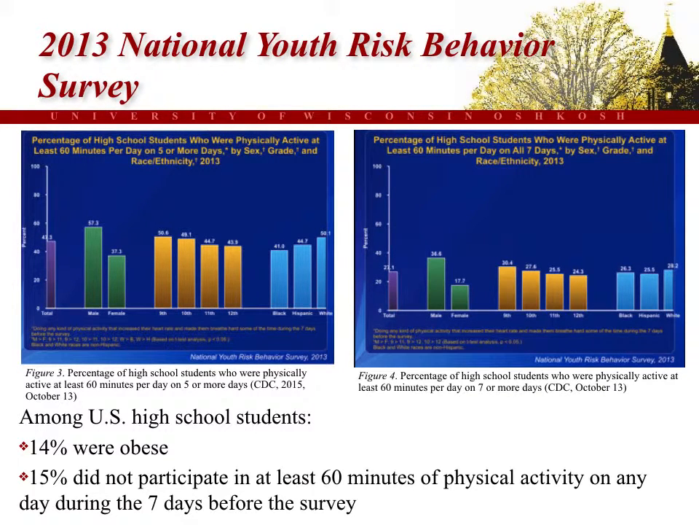The CDC conducts a national school-based survey to monitor 6 types of health risk behaviors. The Youth Risk Behavior Surveillance System monitors behaviors that contribute to unintentional injuries and violence, sexual behaviors that contribute to unintended pregnancy and sexually transmitted diseases, alcohol and other drug use, tobacco use, unhealthy dietary behaviors, and inadequate physical activity.